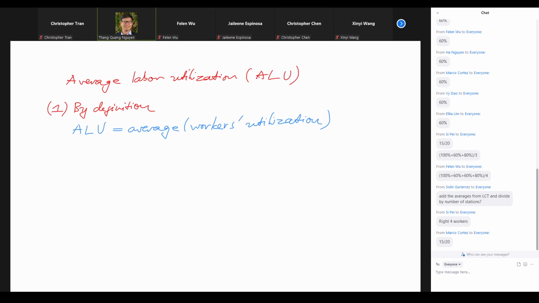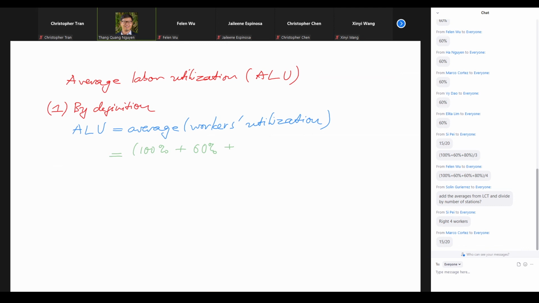By definition, the average is the sum of the utilizations divided by the number. So the average labor utilization in this case is going to be the utilization of the first worker plus the utilization of the second worker plus the utilization of the third worker. But the third worker and the second worker are working at station number 2. So the two of them will share the same utilization, right?